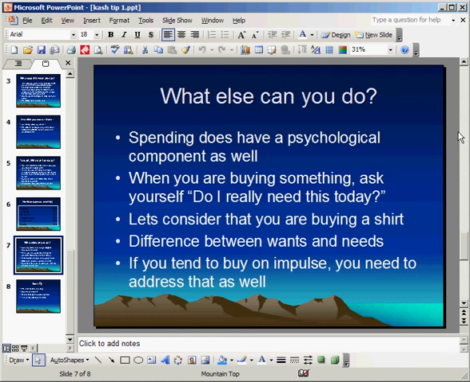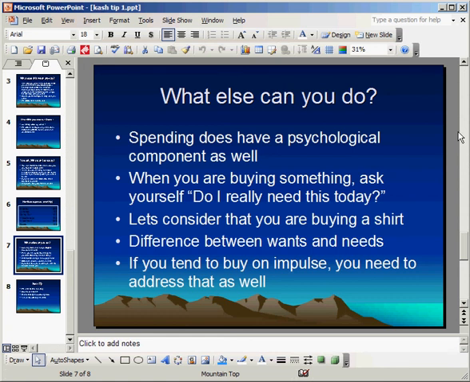So the first question is, do I need it? If the answer is yes, then you have to think about where else I can buy this shirt. Maybe I can go to a discount retailer where the price is going to be down to $20. So right away you will be saving $40.